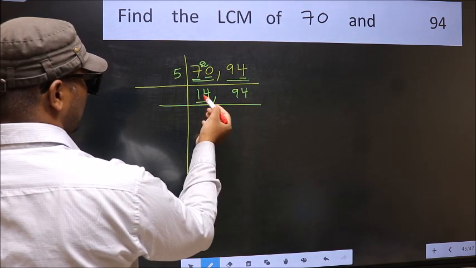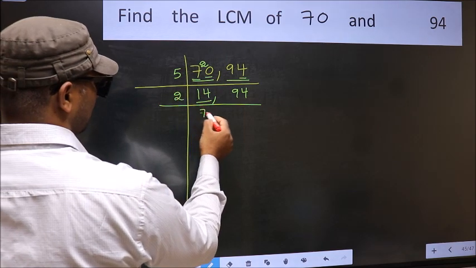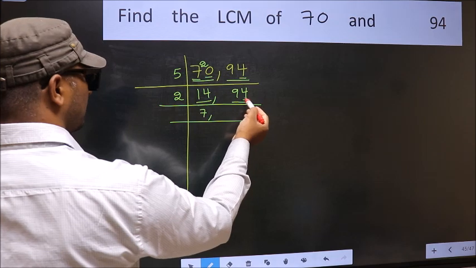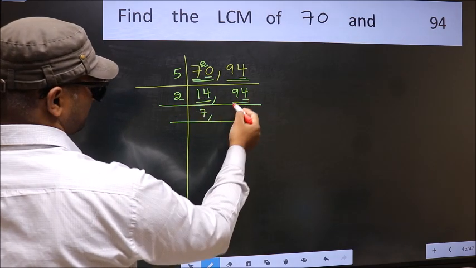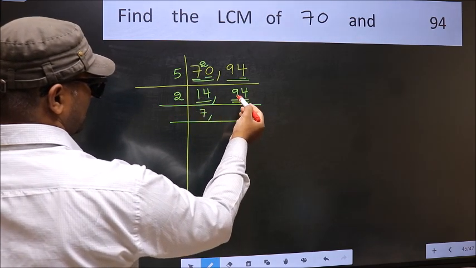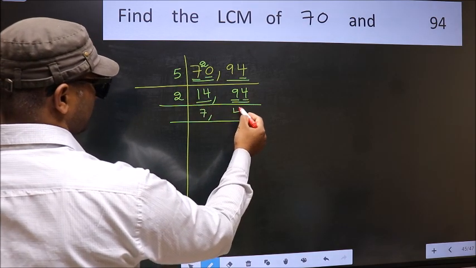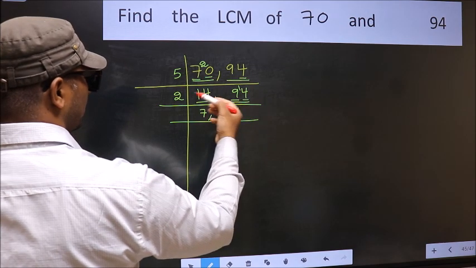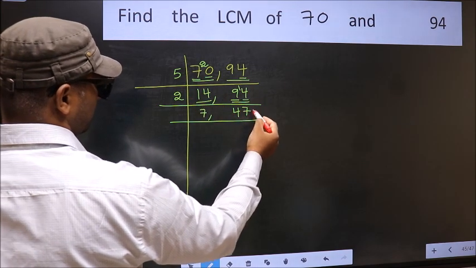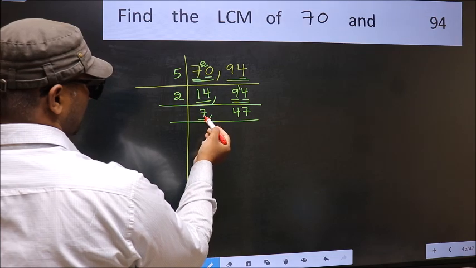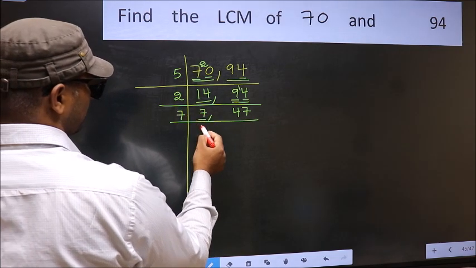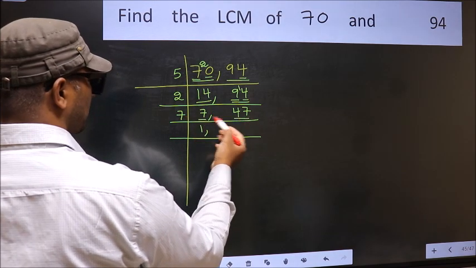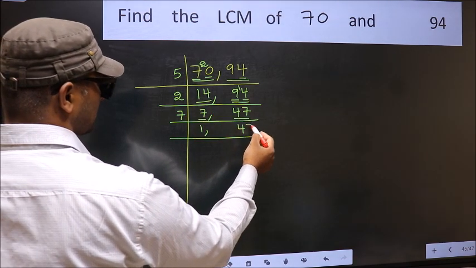Now here we have 14. 14 is 2 sevens 14. The other number 94, last digit 4, even, so this is divisible by 2. First number 9, a number close to 9 in the 2 table is 2 fours 8. 9 minus 8, 1, 1 carried forward, 14. When do we get 14 in the 2 table? 2 sevens 14. Now here we have 7. 7 is a prime number, so 7 ones 7. The other number 47, not divisible by 7, so you write it down as it is.